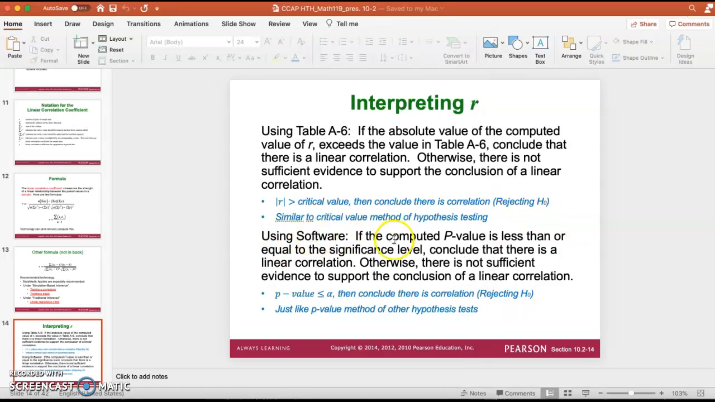Now, you can also use software to compute the p-values. If the computed p-value is less than or equal to the significance level, then we conclude that there is linear correlation. Otherwise, there's not sufficient evidence to support the conclusion of a linear correlation. So again, if the p-value is less than or equal to that significance level, which we can still say is alpha, then we conclude there is correlation. So still, we'd be rejecting a null hypothesis of there being no correlation. This is still similar to the p-value method of hypothesis tests from chapter 8.